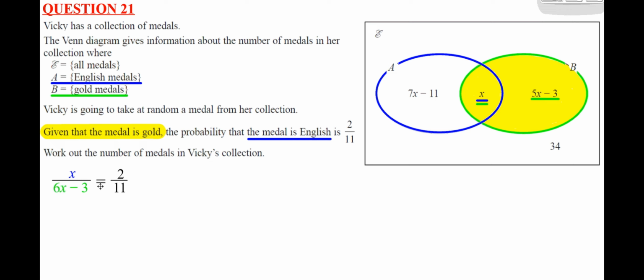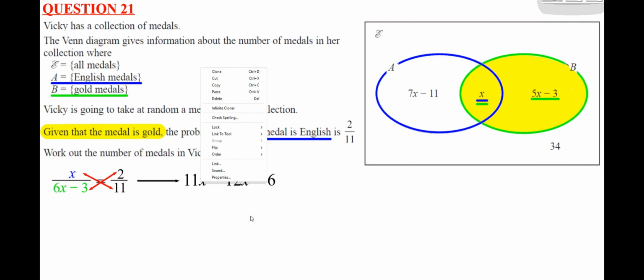We can solve this in a few different ways. I'm just going to go for cross multiplication because I find it easiest. All this means is each opposite corner multiplied is equal to the other opposite corner multiplied together. So x multiplied by 11, 11x, is equal to 2 lots of 6x minus 3. In other words, 11x equals 12x minus 6.